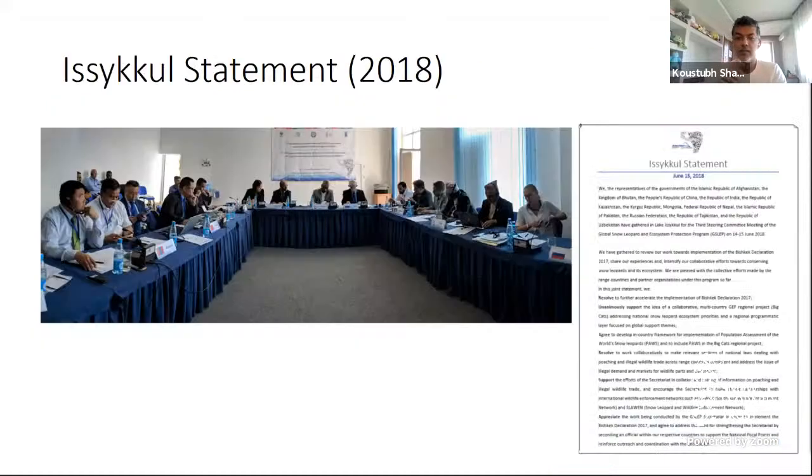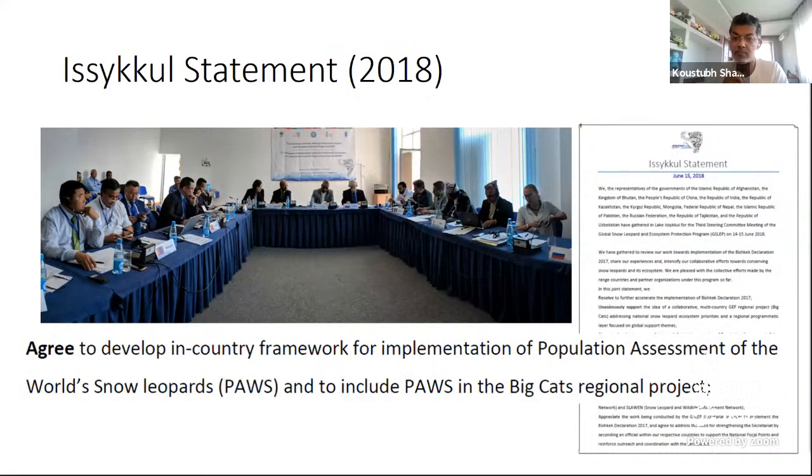Okay. In 2018, in the steering committee meeting of the GSLEP program again, this time in Issykkul, countries agreed to develop in-country frameworks for implementing PAWS. And what we saw as a remarkable follow-up from many countries that initiated development and implementation of PAWS protocols, be it Kyrgyzstan, India, Mongolia, and so on. During this meeting, in fact, during the next 2 days, we will see some of the examples about where we stand. And Justine is going to talk about some incredible progress that has taken place in the last couple of years.